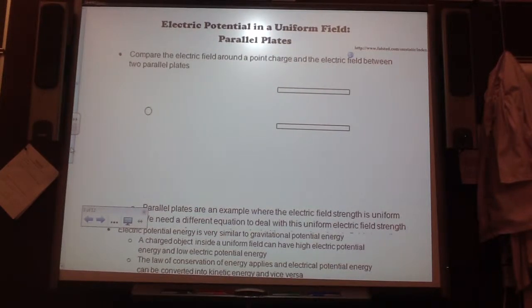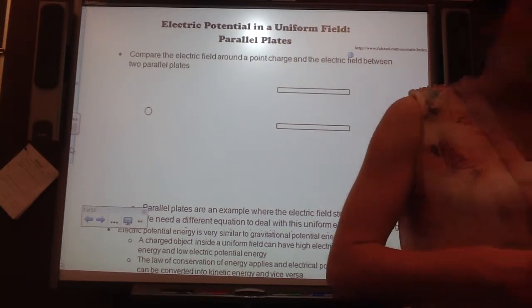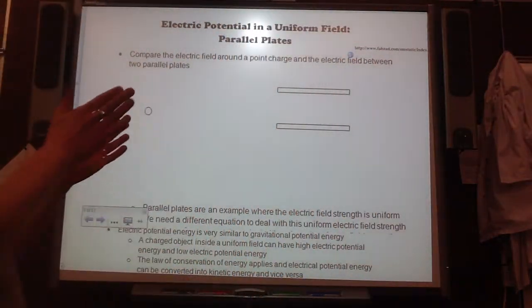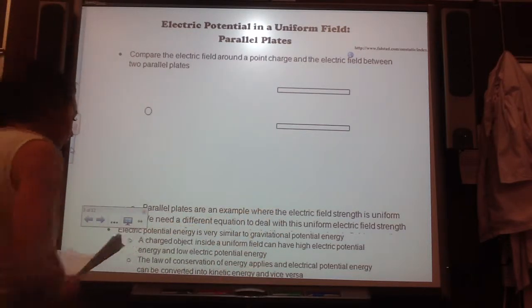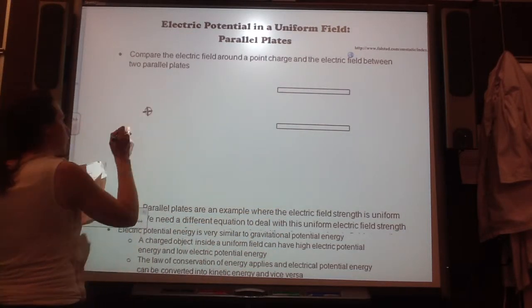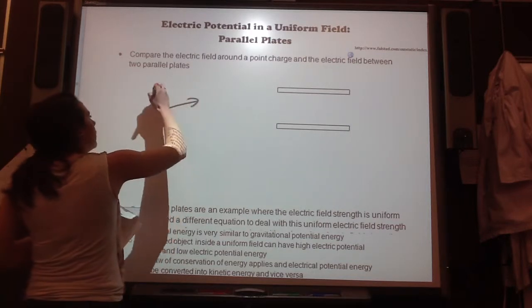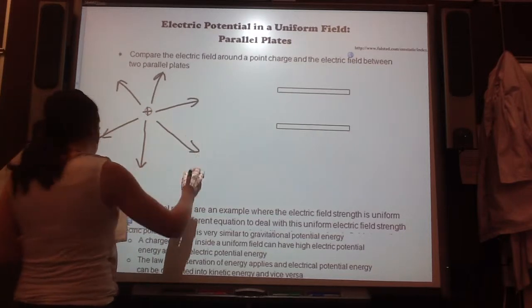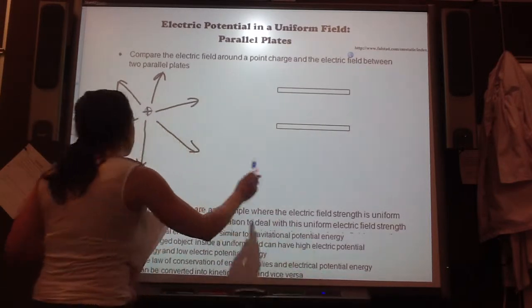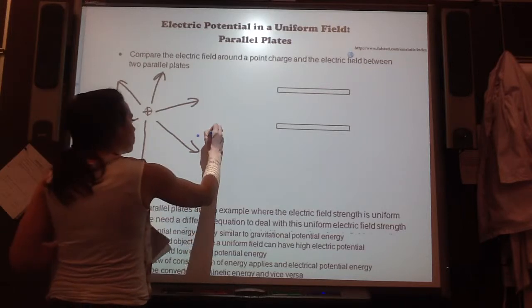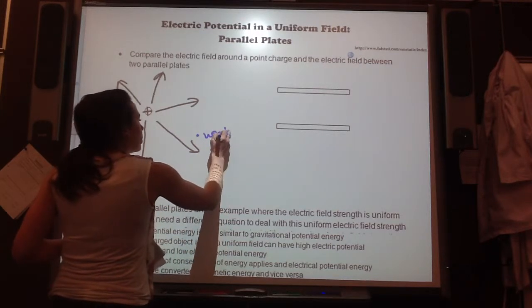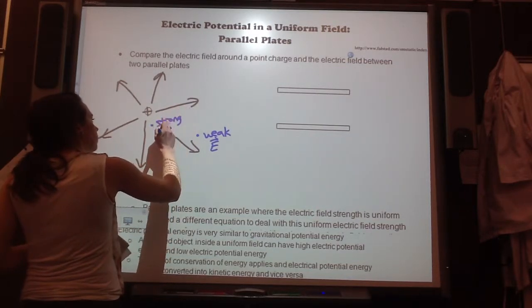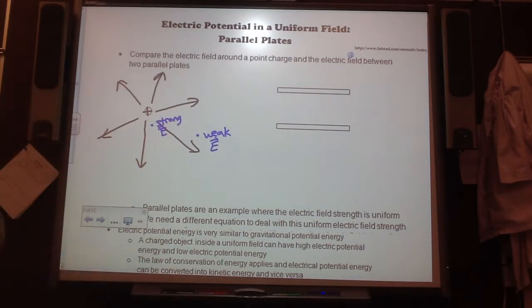Okay, so as we just discussed, we can compare the electrical field around a point charge and the electrical field between two plates. Say this point charge is positive, so the electrical field is radiating out from it. If we look at a point here, this will be a weak electrical field, and here it will be strong. Just like in our example there.